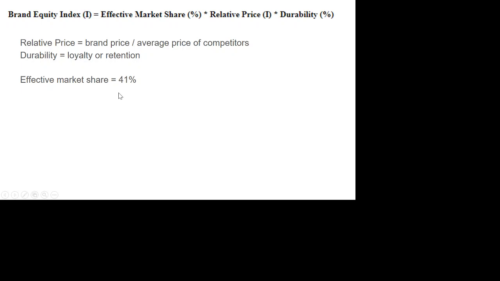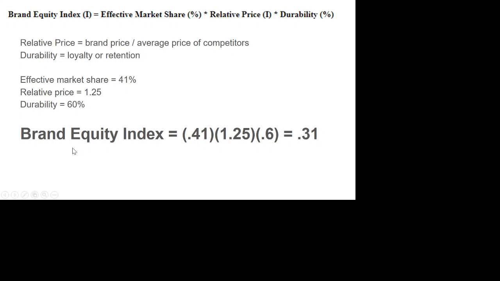Okay. So our effective market share we just calculated was 41%. Okay. In this case, I am giving you the relative price of 1.25. That's an index. So this just basically means that your price is 25% higher than the competition, okay, or than the average competition. Durability is expressed as a percentage. In this situation, we'll give it to you at 60%. So your brand equity index, all you do is multiply those three figures together, and you end up with 0.31.